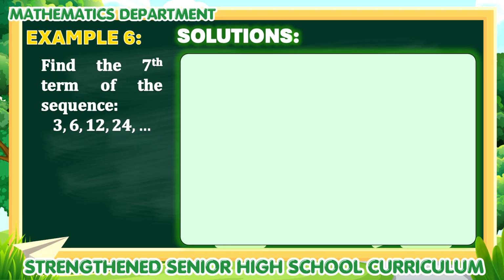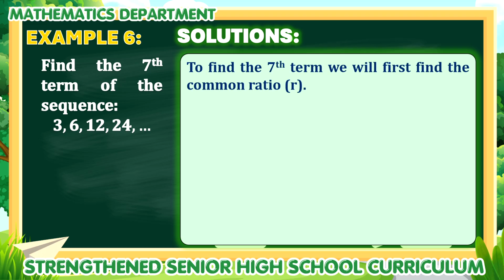To determine our seventh term, we first solve for our common ratio, r, and we can do that by dividing two consecutive terms. You can choose 3 and 6, 6 and 12, or 12 and 24, as long as the numbers we choose are two consecutive terms in our given sequence. In this case, let's use our first two terms. So r is equal to a sub 2 divided by a sub 1. a sub 2 is our second term, which is 6, and a sub 1 is our first term, which is 3. So 6 divided by 3 gives us a value of r, which is 2.